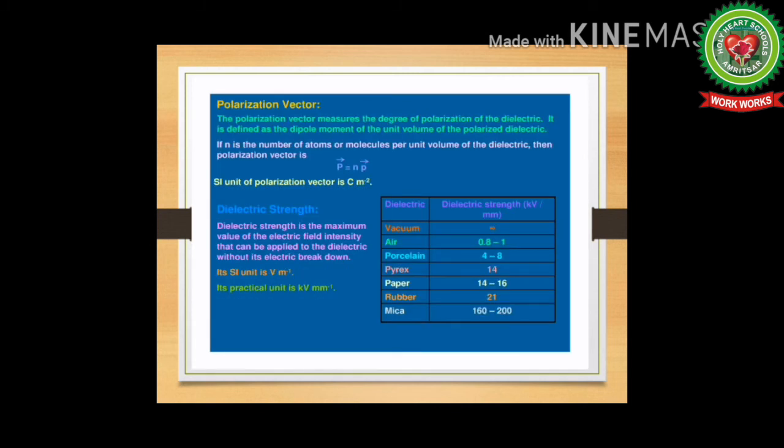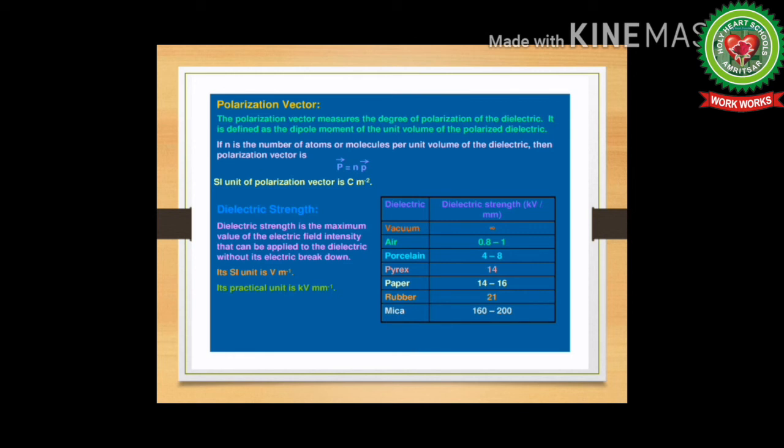Now what is the net electric field? E net is equal to E naught minus EP. Since E naught is bigger than EP, we take E naught minus EP. I hope you have understood this topic. Now ultimately the dielectric constant can be given by the formula K is equal to E naught over E naught minus EP.